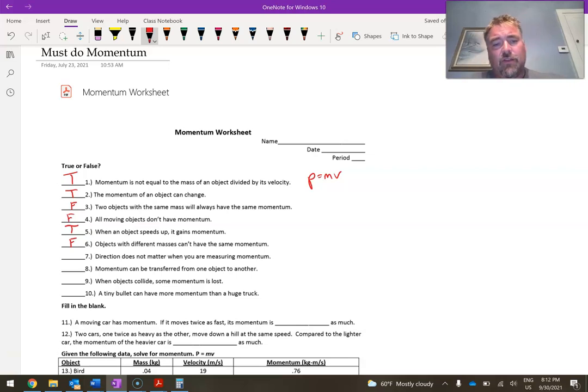Direction does not matter. Now, this is patently false, because momentum is a vector quantity. It is a vector, so direction matters when it comes to momentum. Momentum can be transferred from one object to another. That is true. During a collision, momentum from one can go to the other.